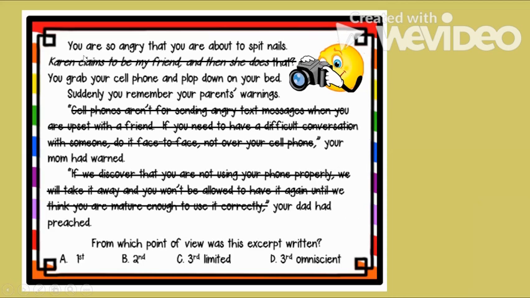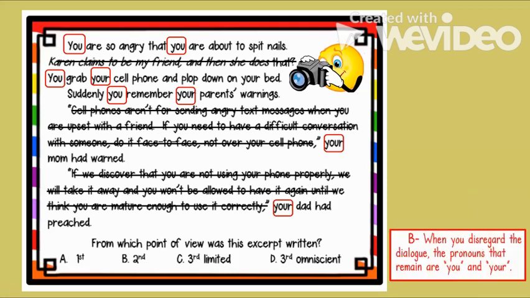Now we're going to go back and skim through to see if we can identify some of the pronouns. I see you, your, you. So thinking back from the previous screen, when you see the pronouns you and your, that identifies the second person point of view. When you disregard all of the dialogue, the pronouns that remain are you and your.